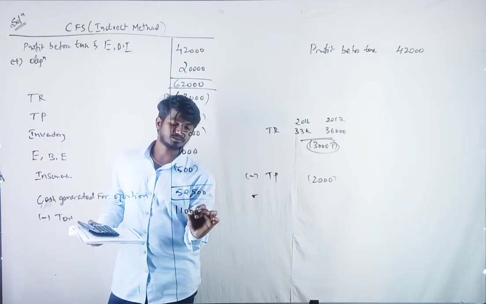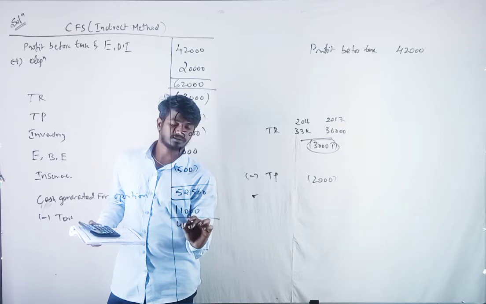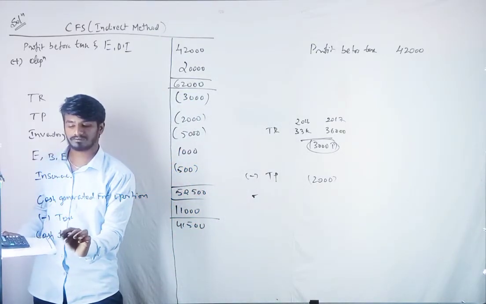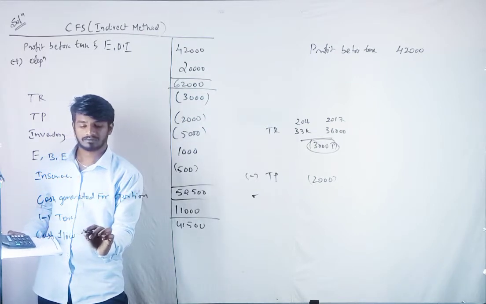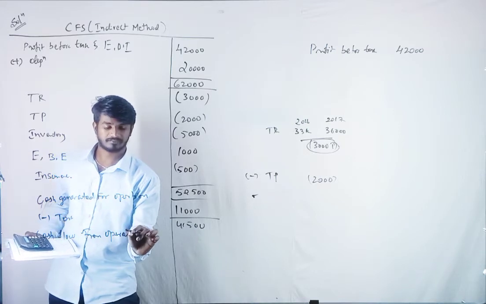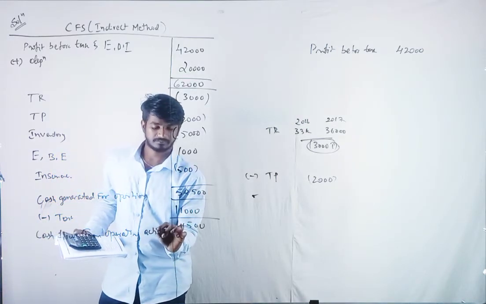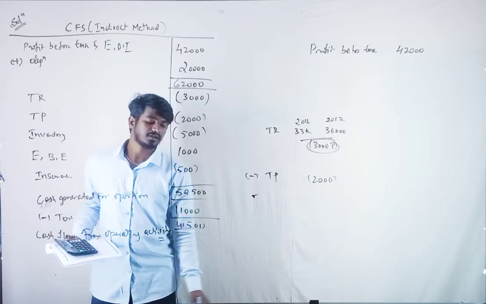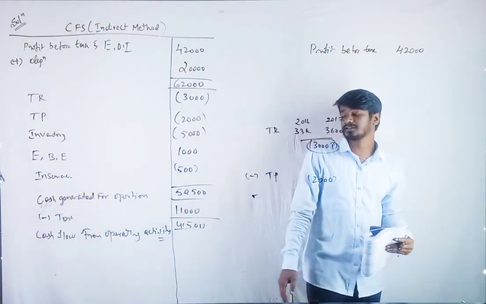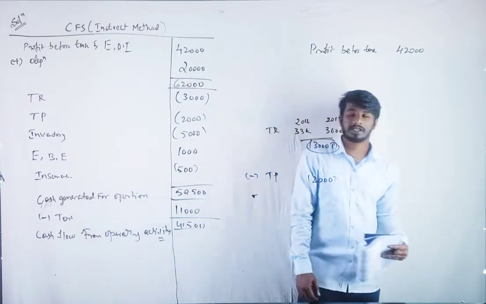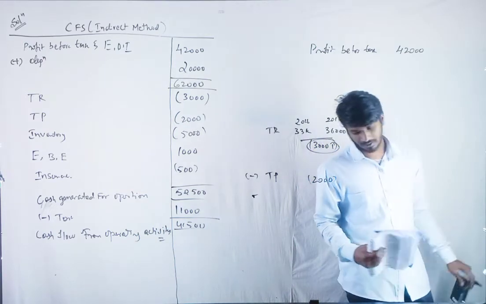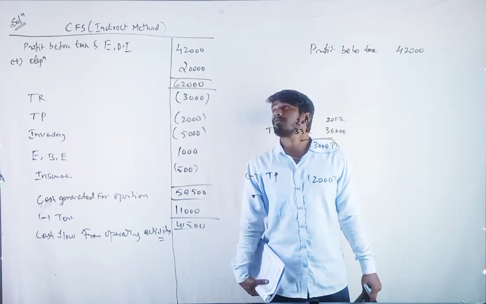is 11,000. 41,500. Cash flow from operating activity. Yes, in both methods the same answer will come. You know it already. You can take down. Solution is done. We'll go for the full-fledged question, a big one.